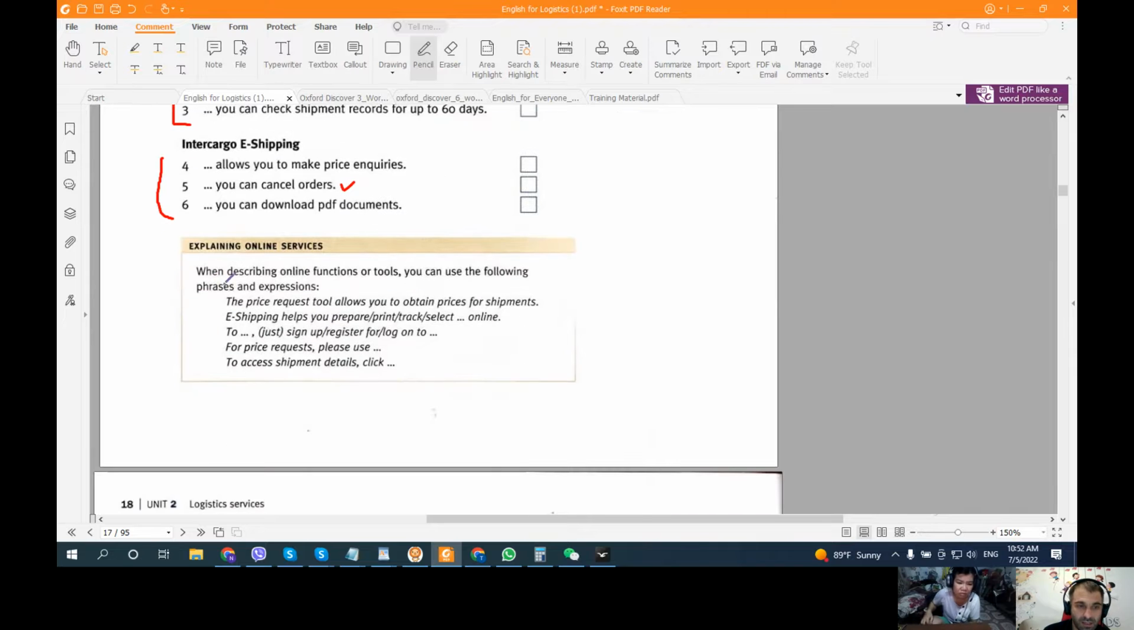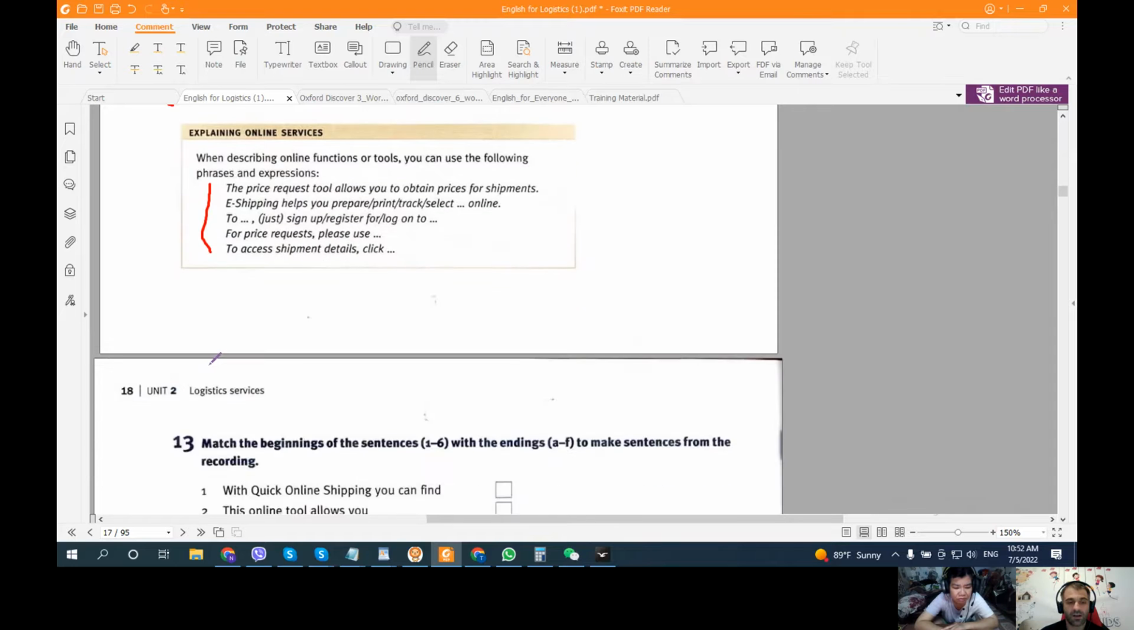Okay, when describing online functions or tools, you can use the following phrases and expressions. Now, can you please read this text for us? When describing an online function or tool, you can use the following phrases or expressions. The price request allows you to obtain prices for shipments. E-shipping helps you prepare, print, track, select online. To just sign up, register, log on to, for price request, please use, to access shipment detail. Click. Okay, so we have here accessing.